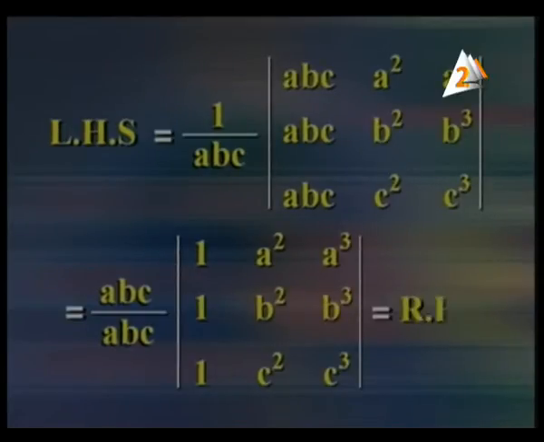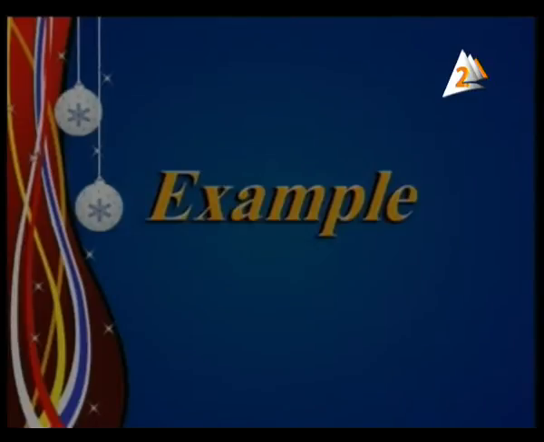equals the right hand side, because ABC over ABC equals 1. The determinant becomes 1, A square, A power 3; 1, B square, B power 3; 1, C square, C power 3. Look at another example.